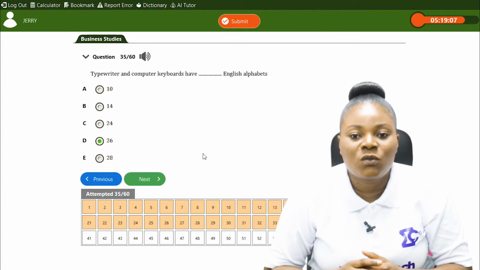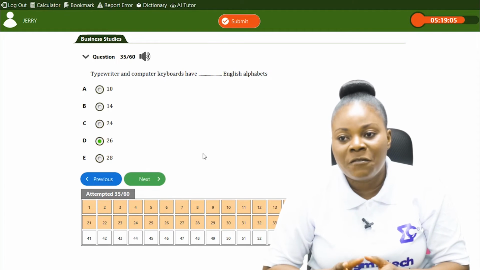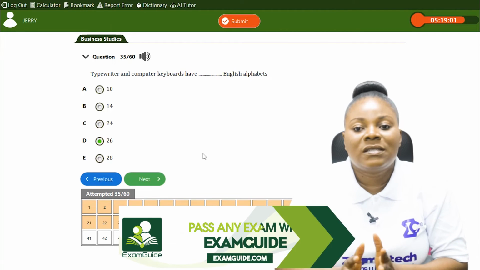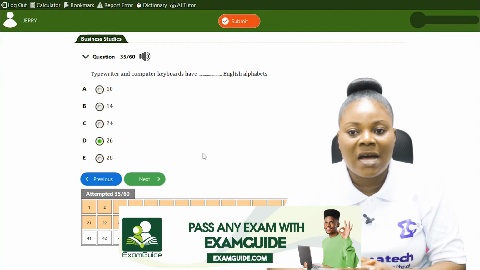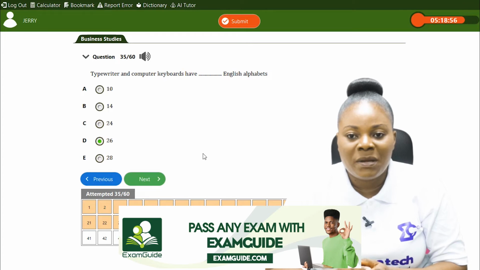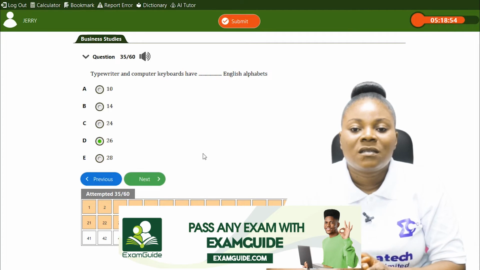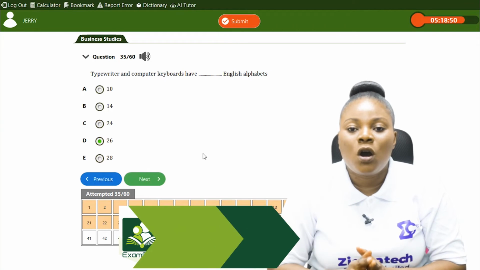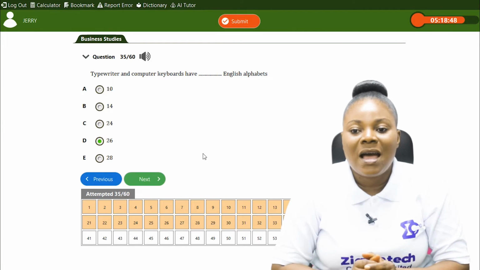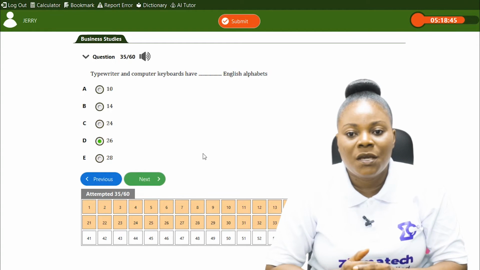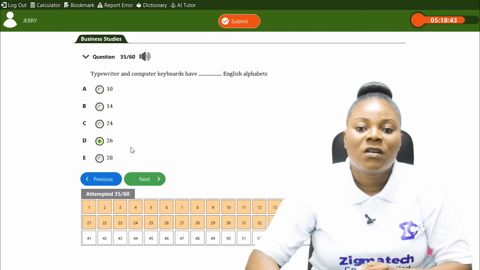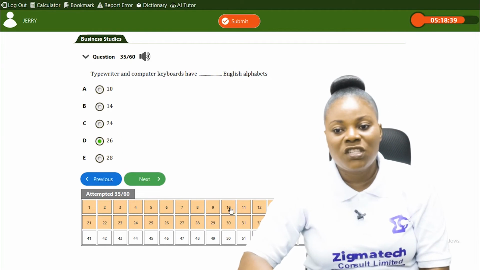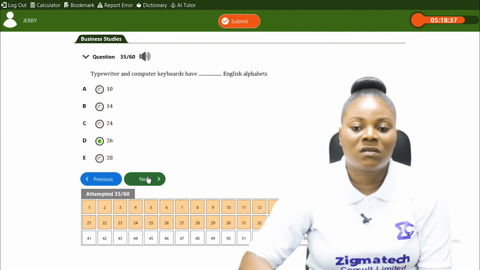As we all know, we have 26 letters of the alphabet ranging from letters A to Z, and we refer to this as the English alphabet. The same way it is, letters A to Z, you have the 26 letters on both your typewriter and your computer keyboard. So altogether we have 26 English alphabets on the computer keyboard.